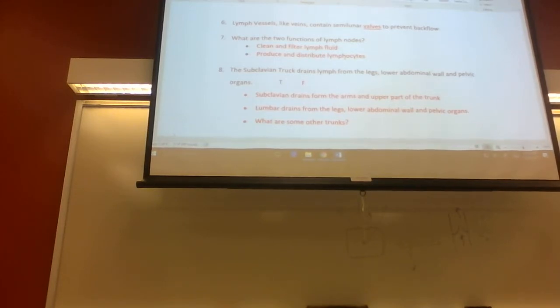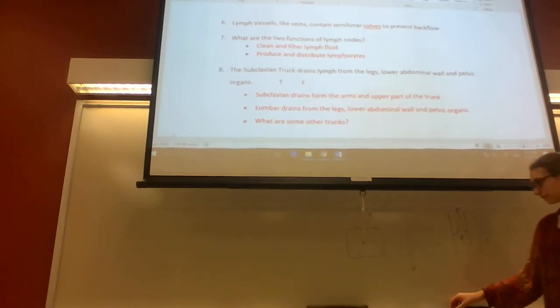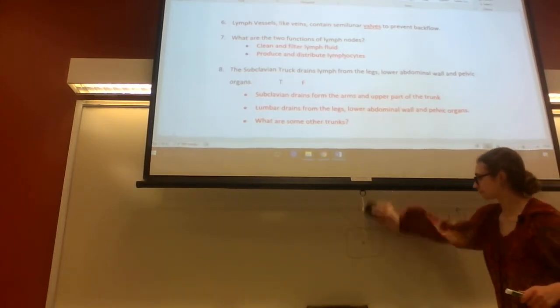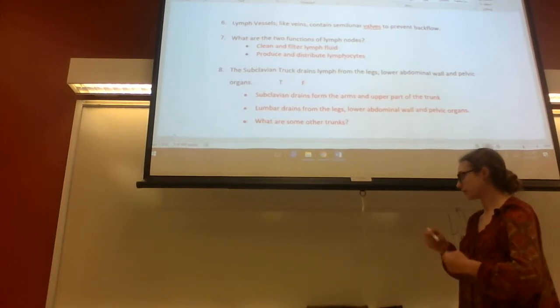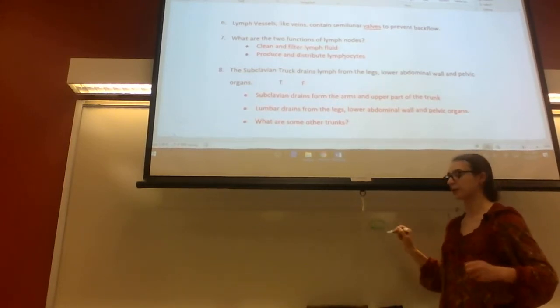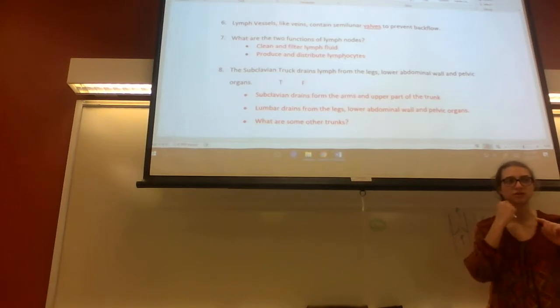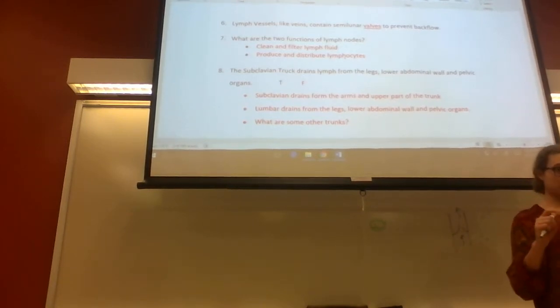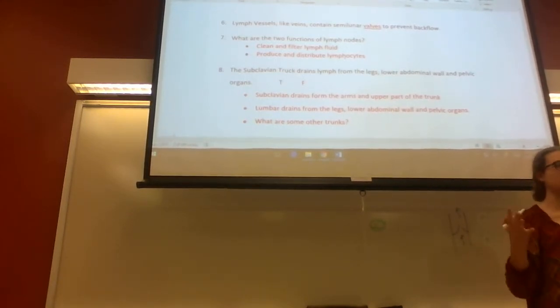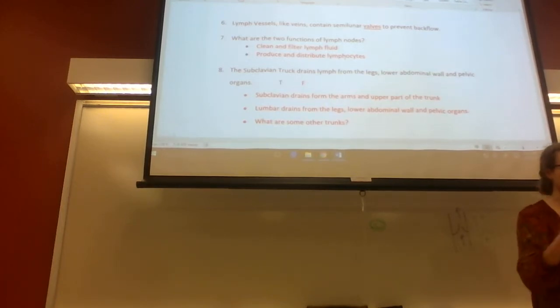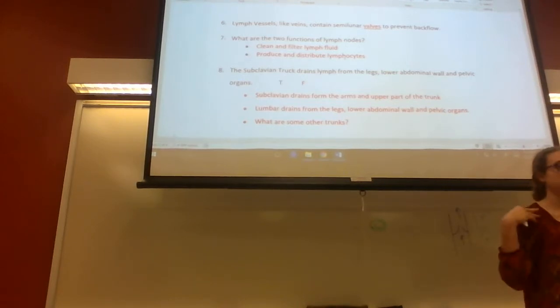Two functions of lymph nodes: they clean and filter lymph fluid. Your lymph node is like a mini organ, and you have some under, what are these called? You have your sublingual, which are in your tongue. You also have your palatine tonsils, which are in the back of your throat. That's also lymph tissue, not necessarily lymph node. You have lymph nodes in your armpits. You have them in your throat.